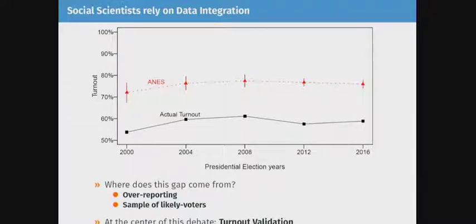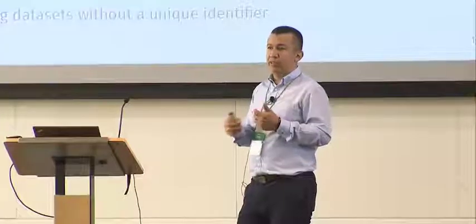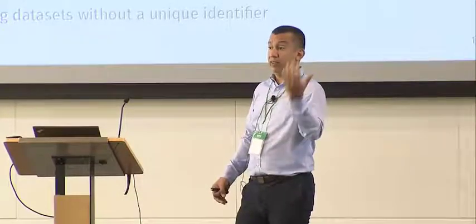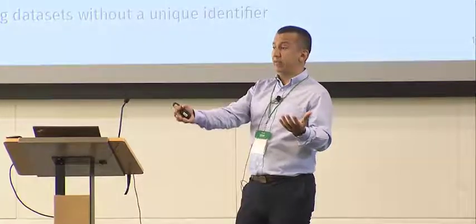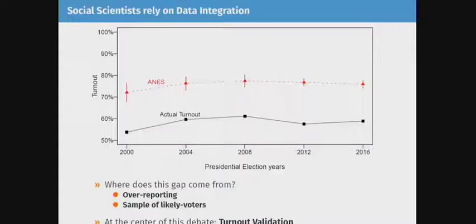To understand if it is over-reporting or having a sample of likely voters, what is it that we have to do? Well, we have to find these survey respondents in a voter file and try to contrast their self-reported behavior with their actual behavior. How are we going to do that? We will have to merge the datasets. But this is going to be a tricky merge because we are not going to have access to the social security number of every respondent of the ANES, and we don't have the social security number of every individual in the voter file. So we'll have to use the information in common between the datasets, names, addresses, zip codes, to try to conduct the merge.